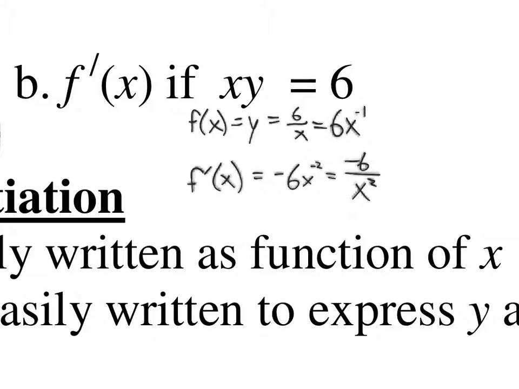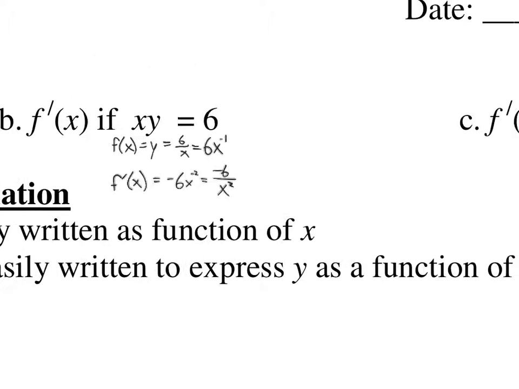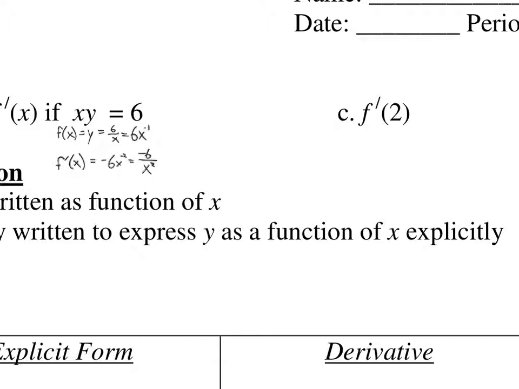Okay? And then I could easily then plug in 2. Okay? Again, this is notation that you should be familiar with. If it's f prime of 2, you're just plugging 2 into the derivative. Negative 6 over 2 squared. Negative 3 halves, yep. Negative 6 over 4, which is negative 3 halves. Okay?